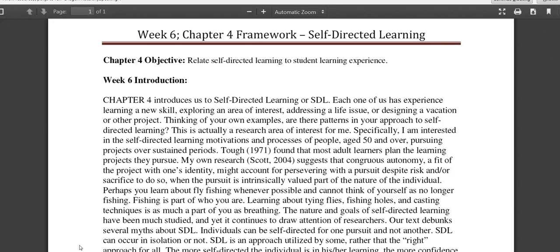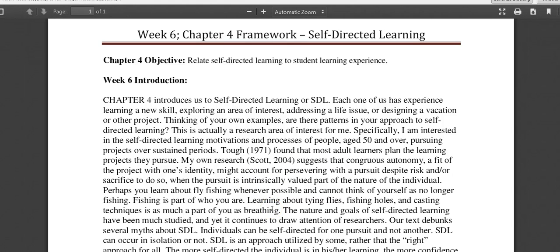I actually have my dissertation research in self-directed learning, and an aspect of it that I call congruous autonomy that you might actually find interesting. If you would want to have me post that particular article, I'd be happy to do that.